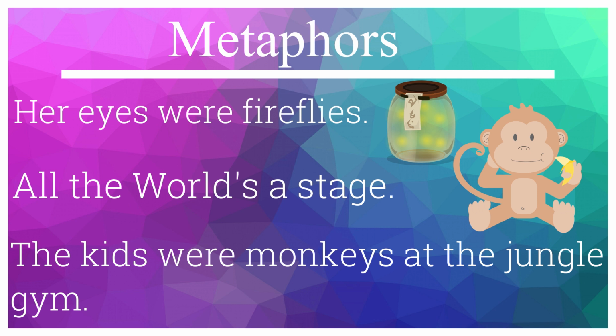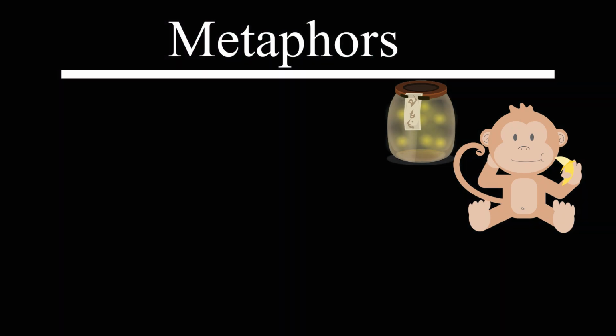Let's observe a few more examples. Her eyes were fireflies, means her eyes shone and sparkled. The kids were monkeys on the jungle gym. Doesn't mean that the children were actually monkeys, but they were jumping and swinging like monkeys.